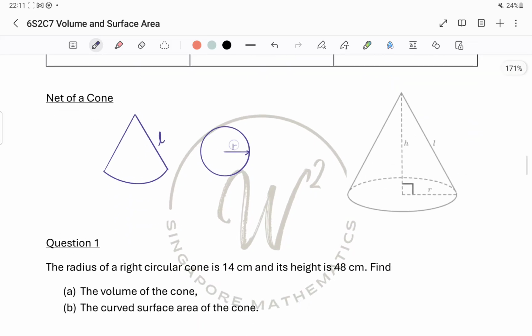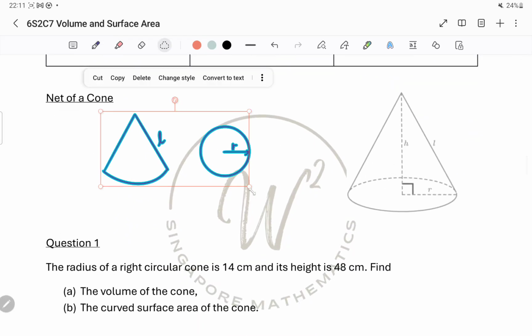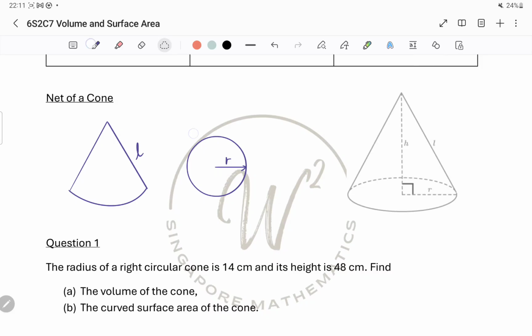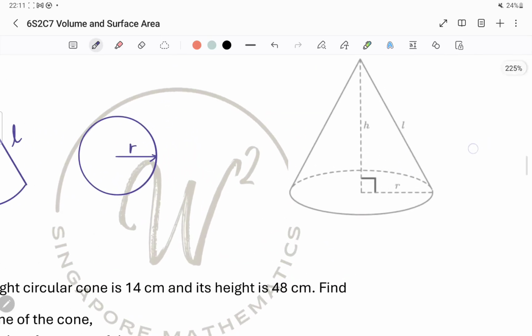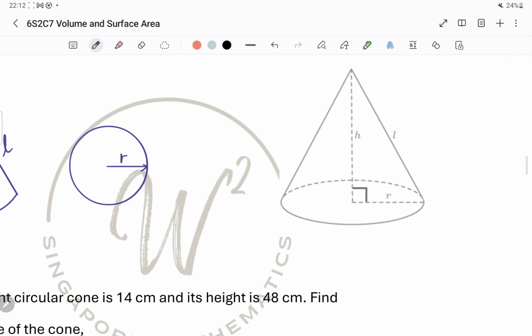Now, looking at the net of the cone, a typical cone should look something like that. We are looking at a right circular cone. So there are three things you need to remember: L, H, and R. All these three lengths you will need to remember, because you need these three measurements to find out the surface area and volume of the cone.